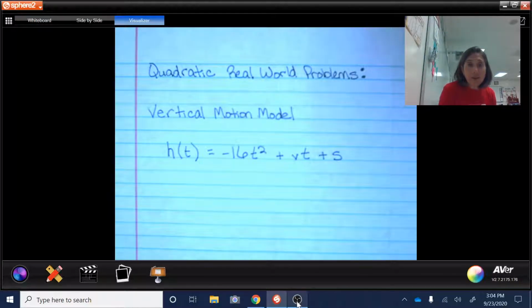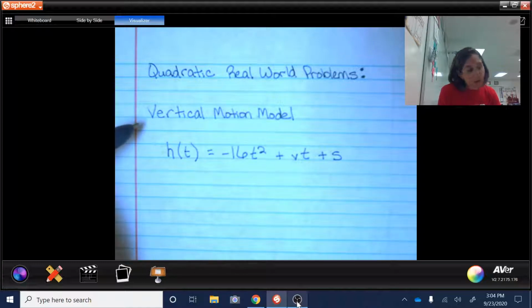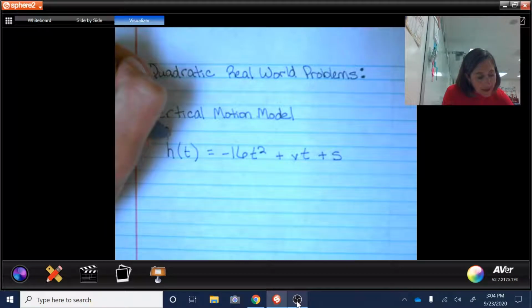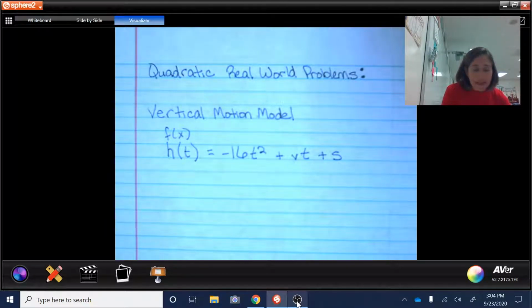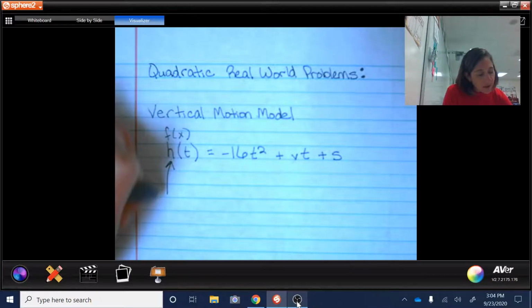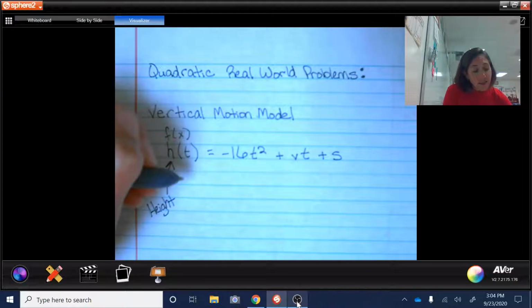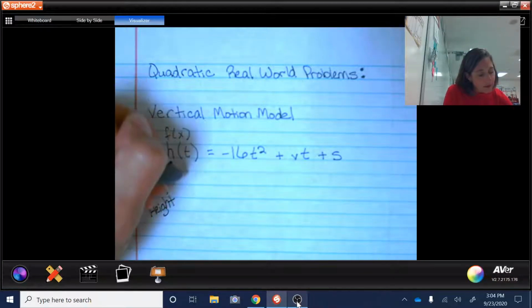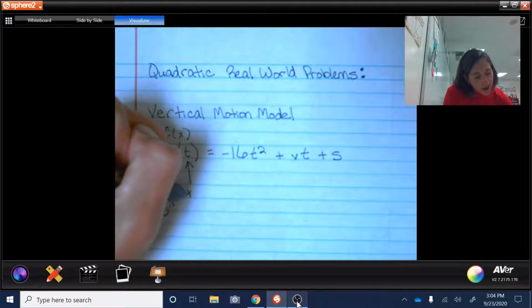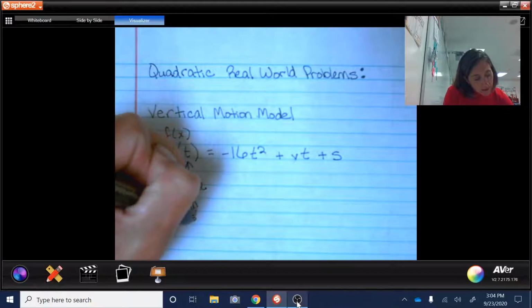And there's an equation that we can use to model situations like this. Anything that's affected by gravity and movement can be modeled with this relationship here. This is called the vertical motion model, and we're going to look at the height at different times. So it's like saying f of x. H stands for the height. And the time here is going to be measured in seconds. So I'll put that t, it stands for the time in seconds.